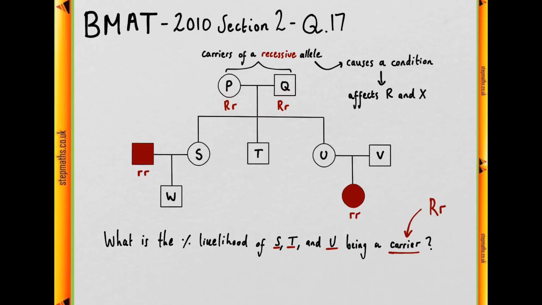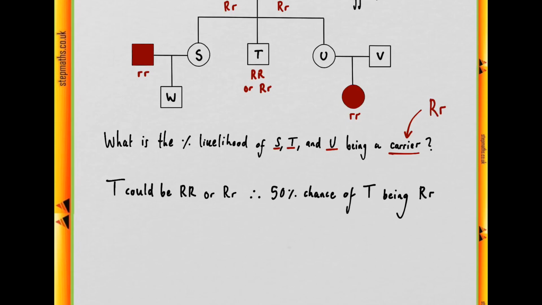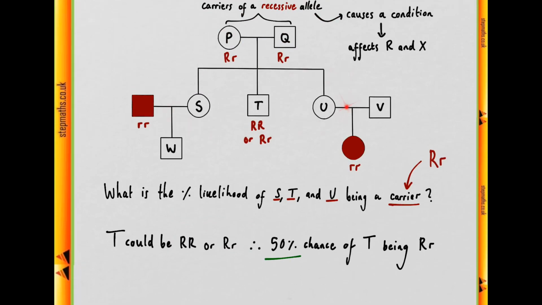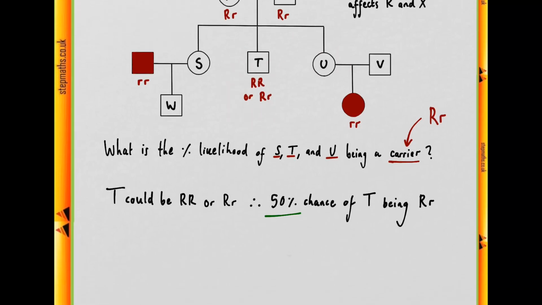Since we know that T is not homozygous recessive, as he's not affected by the condition like R and X, he must either be homozygous dominant or heterozygous. So we can mark that on, and we can say there's a 50-50 chance of it being either way. We shouldn't say, for instance, that there's a 66% chance or a 2/3 chance of T being heterozygous relative to homozygous dominant because of the Punnett square ratios. The Punnett square ratios won't bear out in a small sample size. So we'll take this as being roughly 50% chance of T being heterozygous.